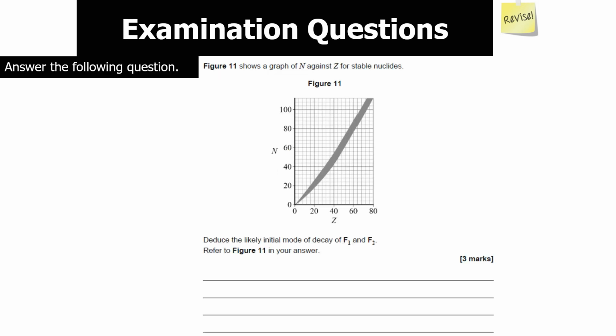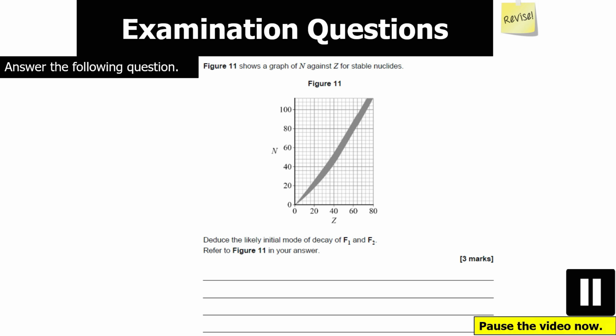The next question says, figure 11 shows a graph of N against Z for stable nuclides. Deduce the likely mode of decay of F1 and F2 and refer to figure 11 in your answer. So pause the video now, then unpause the video when you want to go through your answer.